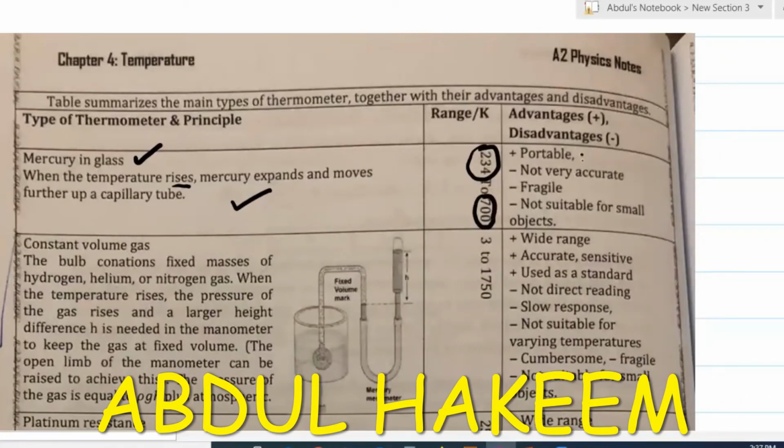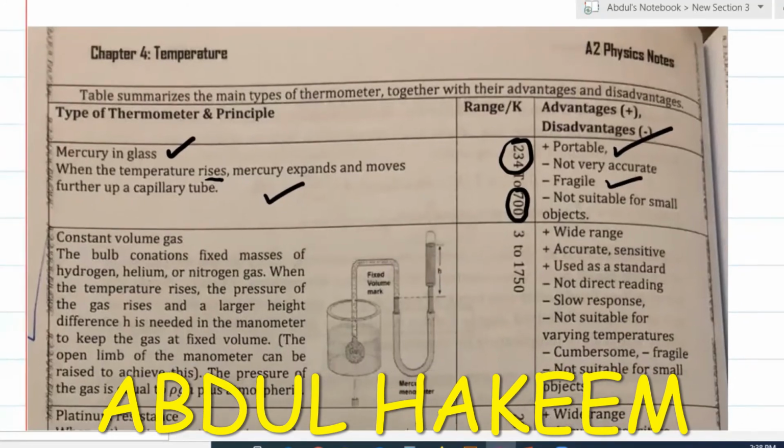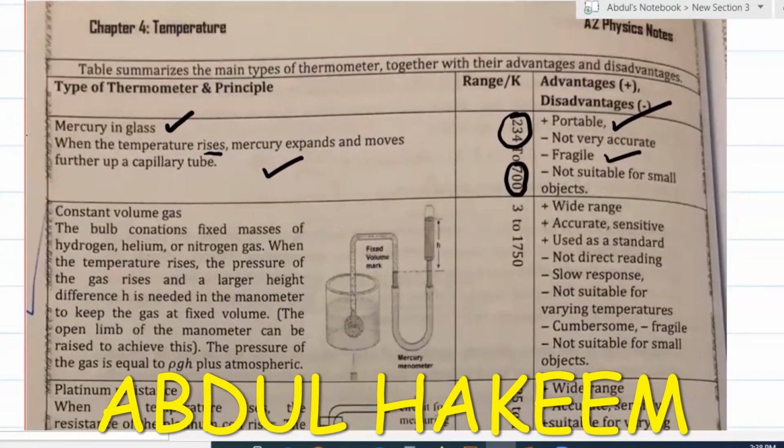It is portable. This is the only advantage, but the disadvantage is it's not very accurate. It is fragile and not suitable for the temperature of small objects. This is thermometer number 1.